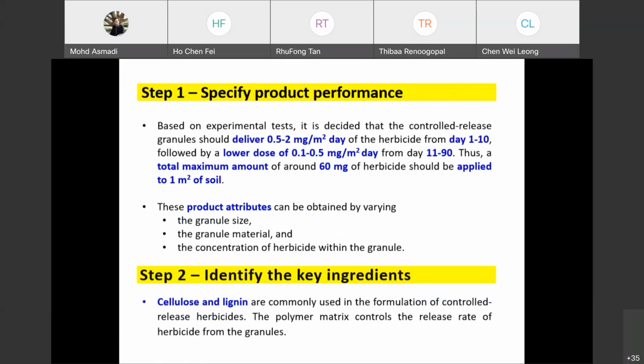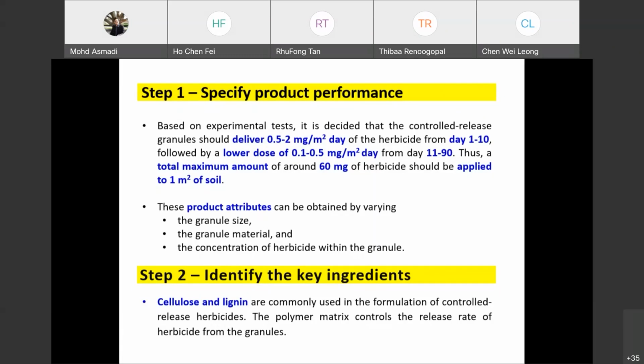For the herbicide granules, we use cellulose and lignin. The release rate is different between cellulose and lignin, I think because of the difference in chemical structure. The structure of lignin is more compact compared to cellulose. Cellulose is just a chain of glucose, while lignin is aromatic. I think the rate for lignin is much slower than cellulose in releasing the herbicide from the granules.